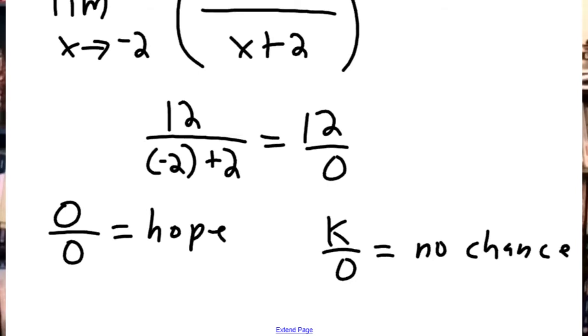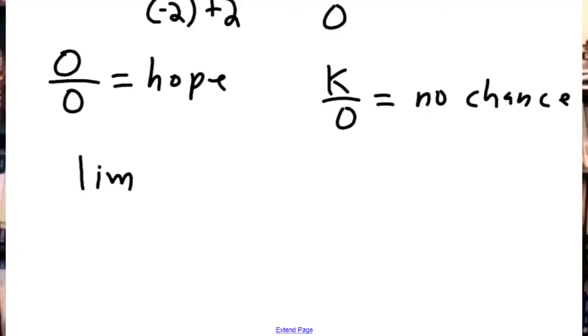And the reason being, just in quick, why 0 over 0 is hope and k over 0 is no chance. The problem with these problems is our denominator being 0. That's what makes them undefined, our denominator being 0. So when you have 0 over 0, meaning the factor making your denominator 0 is also in the numerator, many times you can cancel them out. But when you have k over 0, that means the factor making your denominator 0 is only in your denominator and it can't be factored out. So that's why it stays DNE and there's no hope.